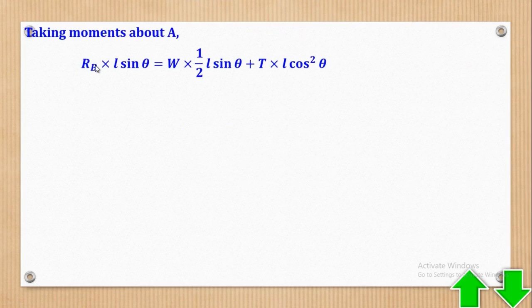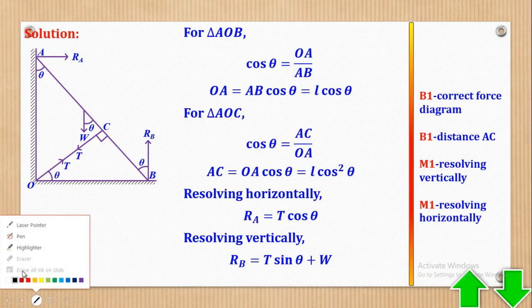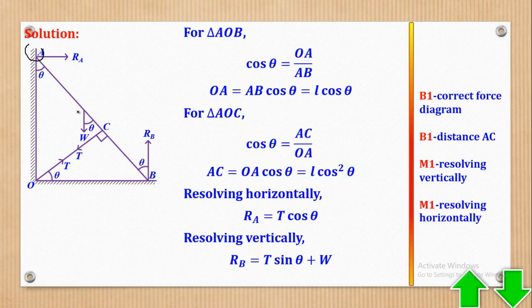So next is to take moments about A. When I take moments about A, I'll come up with these statements. So let's see where these values are coming from. Let's start with the force RB. For RB, I'm taking moments about this point, meaning that the force is RB, then this force originates from point B, meaning that the distance from the pivot to the point where the force originates from is AB, and we know that AB is L.